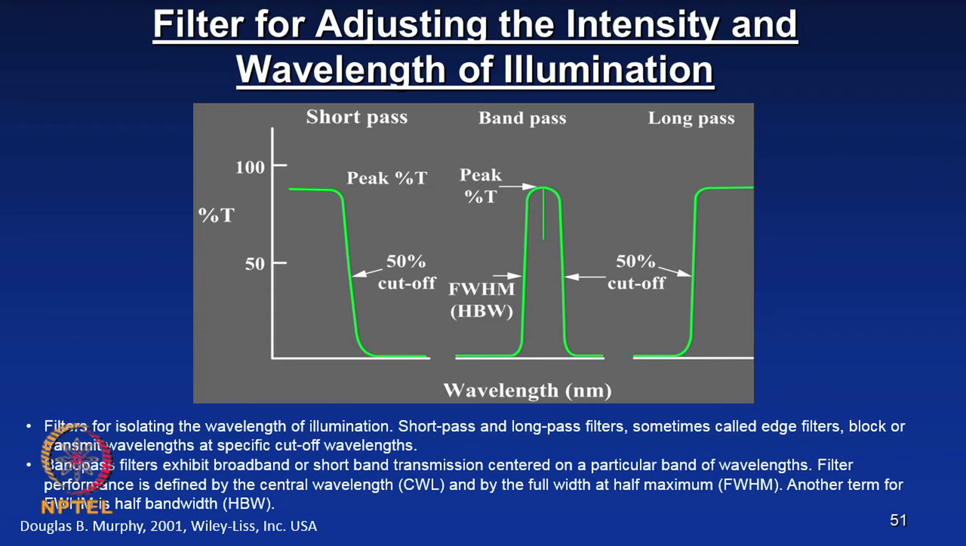I would like to talk about a few filters for adjusting the intensity and wavelength of illumination. Look at this slide. For getting full brightness, illumination is also a very important aspect. In some of the microscopes you will see a lot of color filters just after the illumination source. I am going to show you, and you should know what these filters are doing. So this is about that.